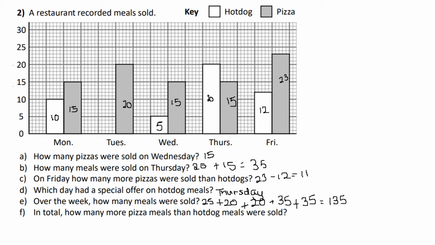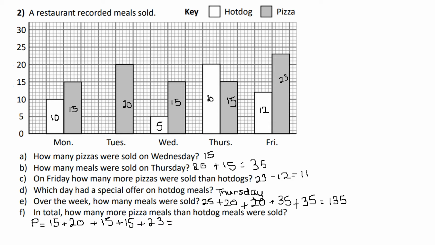And then it says in total, how many more pizza meals than hot dog meals were sold? So let's work out how many pizzas were sold. We had 15 on Monday, 20 on Tuesday, 15 on Wednesday, 15 on Thursday, and 23 on Friday.